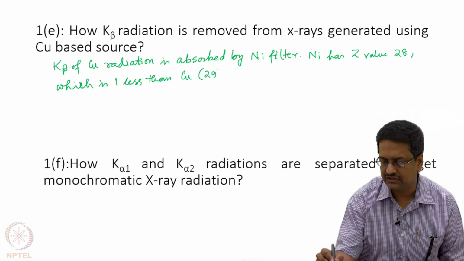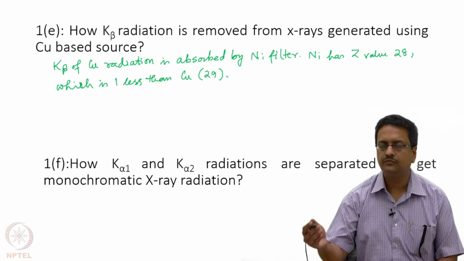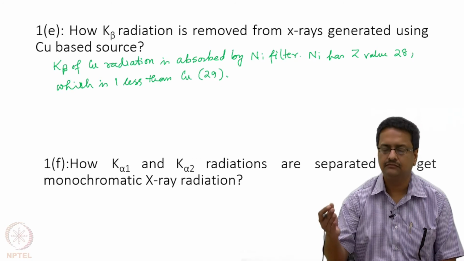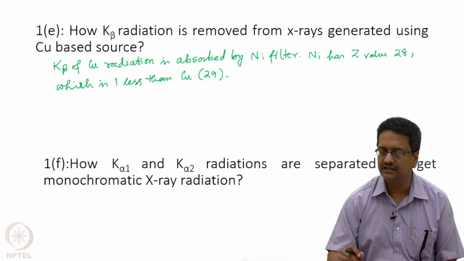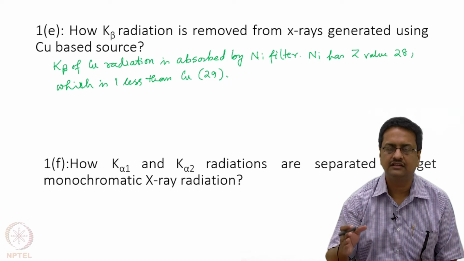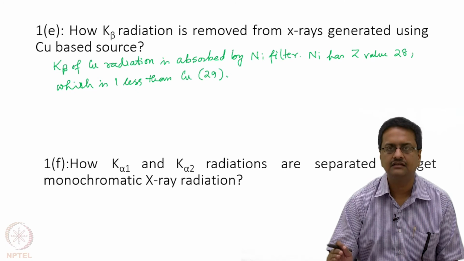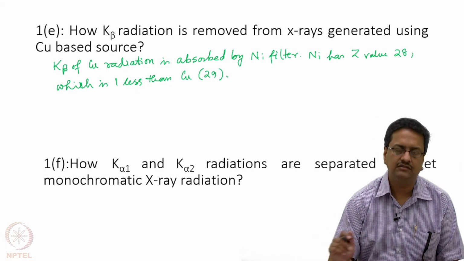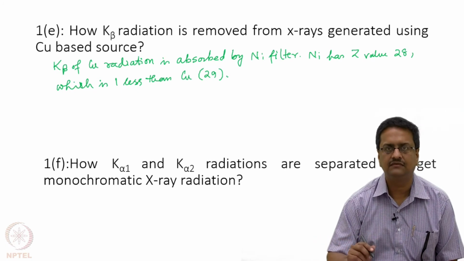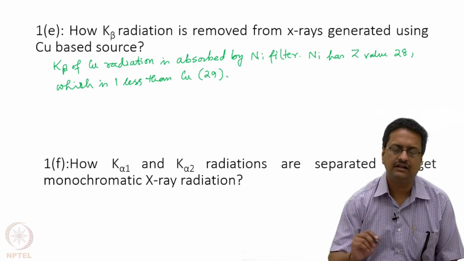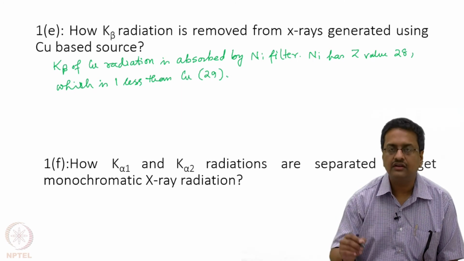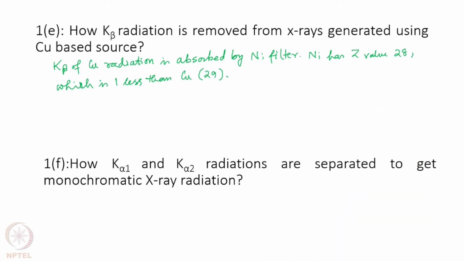Copper is 29. So, if you use a nickel filter, a plate of nickel of a given thickness in front of the X-ray source, it will eliminate all the beta radiation and we will get only the K alpha radiation. Remember, alpha is not a single wavelength, it is two wavelengths, alpha 1 and alpha 2. So, that is the origin of the next question: how are K alpha 1 and K alpha 2 radiations separated to get monochromatic X-ray radiation?